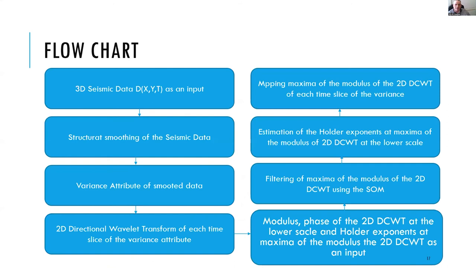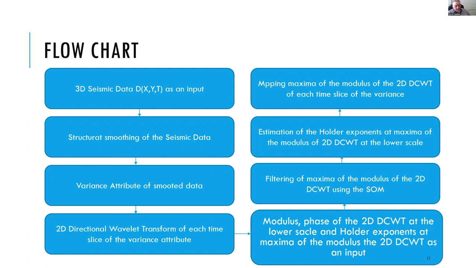This is the flow chart of the proposed idea. We start with a 3D seismic cube and smooth it. After that, we calculate the variance attribute of the smoothed data. After that, we calculate the 2D directional wavelet transform of each time slice of the variance attribute. We then map the maxima of the modulus of the 2D directional wavelet transform of each time slice of the variance. We estimate the Hölder exponent using the log of the modulus of the directional wavelet transform versus the scale. After that, we filter the maxima of the modulus of the wavelet transform, since the maxima of the directional wavelet transform are affected by noise. We use a self-organizing map neural network machine to filter the maxima.